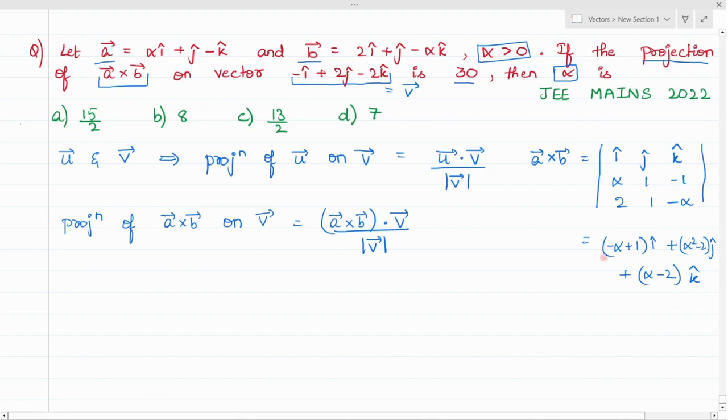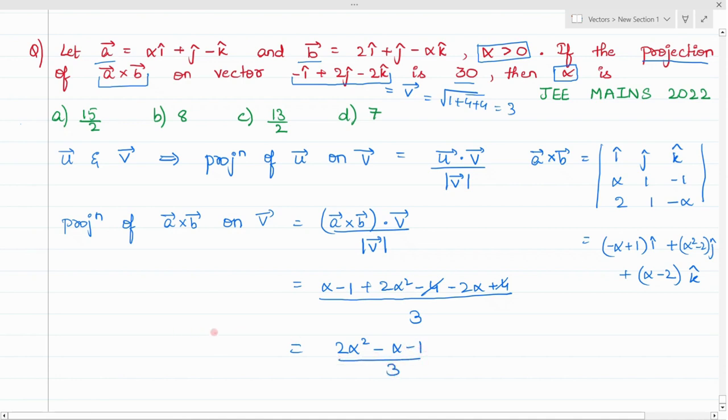So when you do dot product with this vector and with this V vector, you will get it as minus into minus plus alpha minus 1 plus 2 alpha square minus 4 minus 2 alpha plus 4 divided upon its magnitude, which means under root 1 plus 4 plus 4, under root 9, that is 3. So here plus 4 and minus 4 gets cancelled. 2 alpha square minus alpha minus 1 divided by 3, and this projection value is given, that is 30.